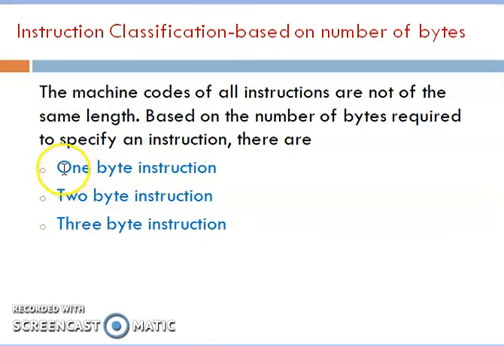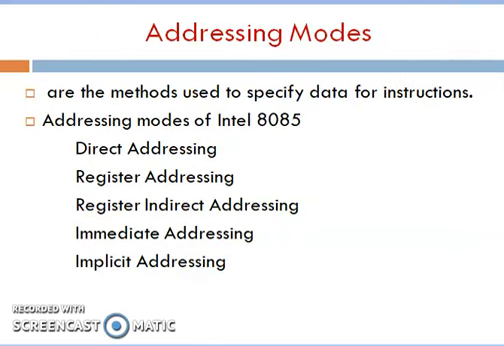If the operands are in general purpose registers, then normally it may be a 1 byte instruction. If the operand is specified immediately after the opcode, then it will be a 2 byte instruction, and if the address of the memory location is specified in the instruction, then it will be a 3 byte instruction.